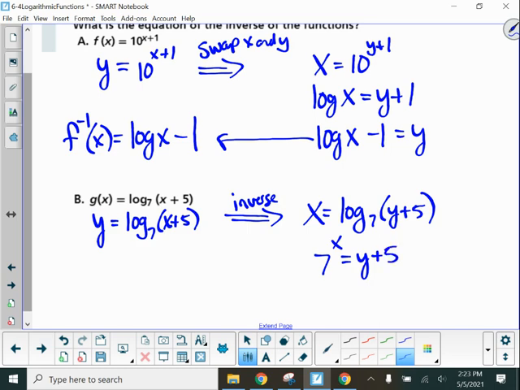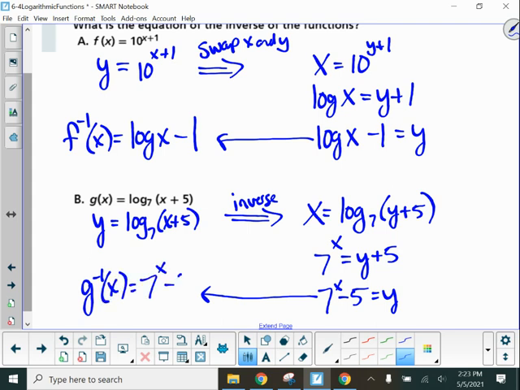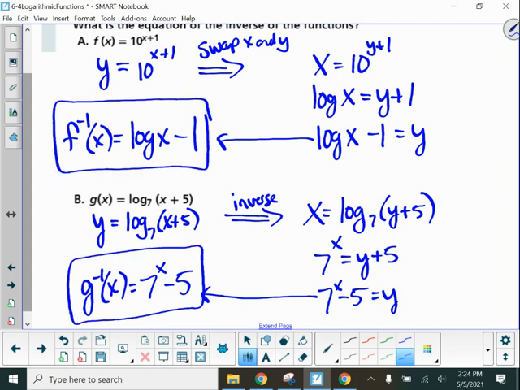You're doing the swirl, but you're going the opposite way because I have the equals on the other side. And then we get 7 to the x minus 5 is equal to y. Again, we go back here and put it back into our notation. So our inverse is equal to 7 to the x power subtract 5. And if you were to graph these, you would see that they would fulfill all the requirements needed to be inverse functions.